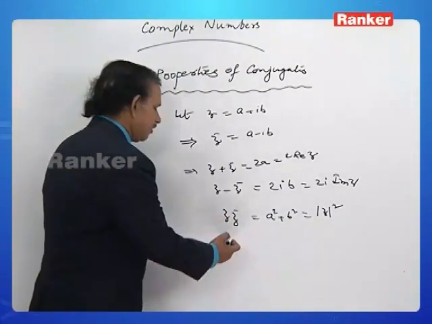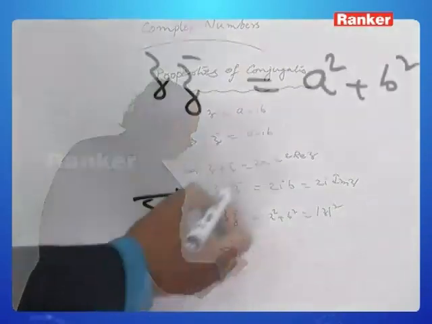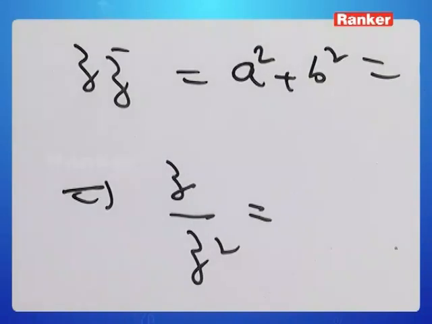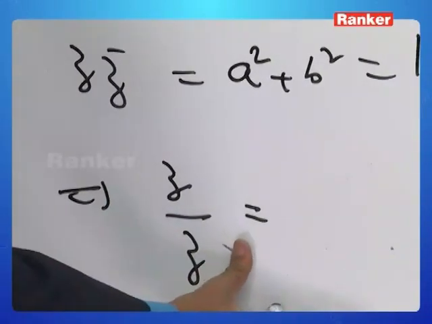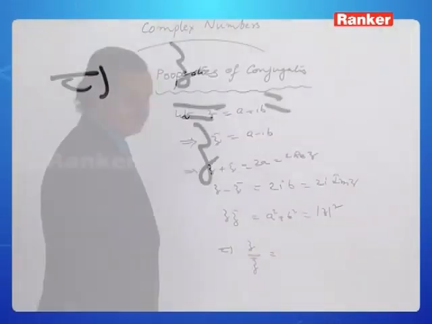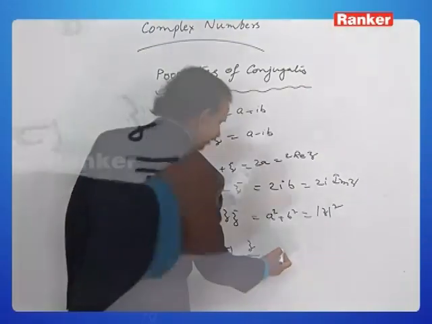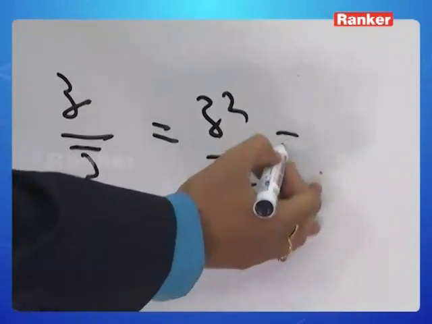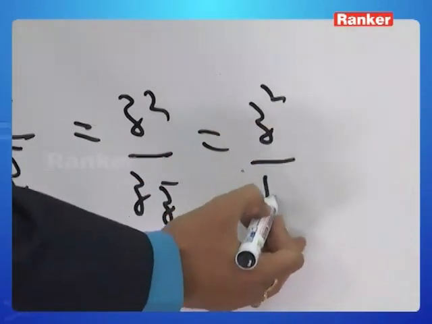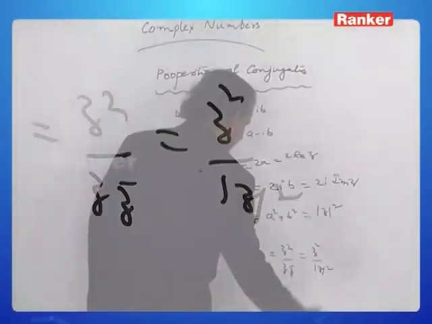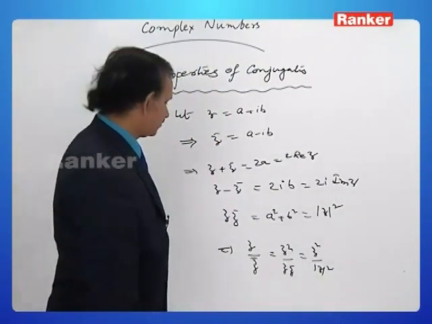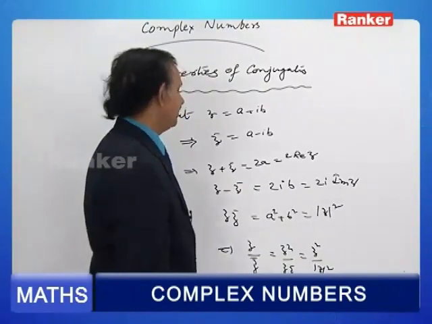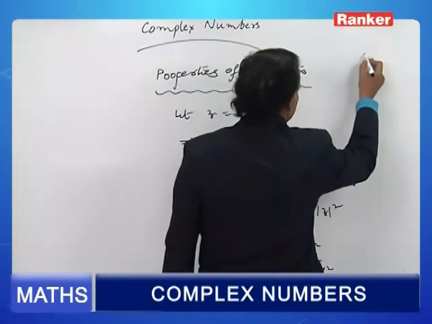From this we can always have z by z bar. What is z by z bar? Multiply both numerator and denominator by z. It is z square by z z bar, which is equal to z square by mod z square. It is just nothing but z by z bar. The next one.